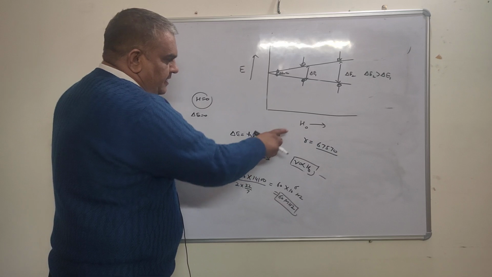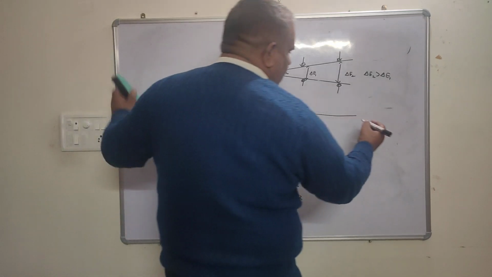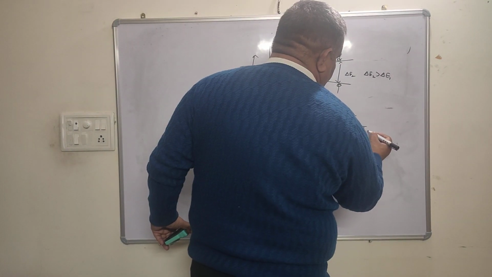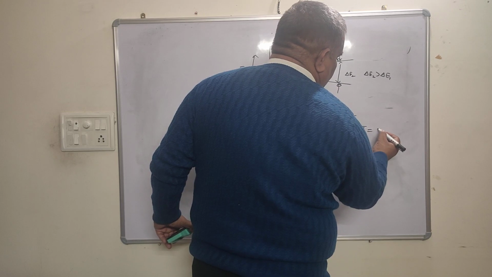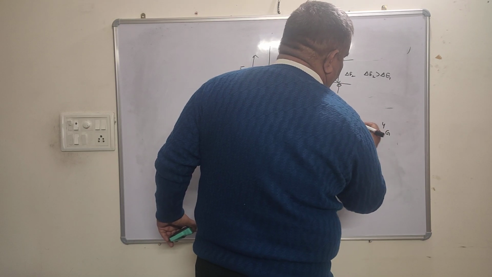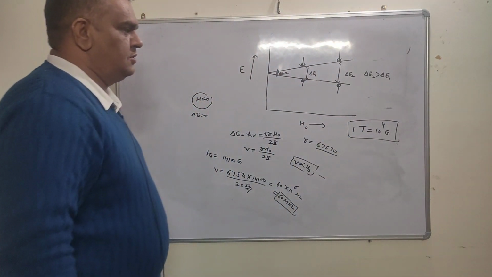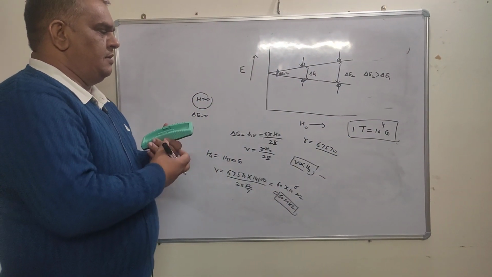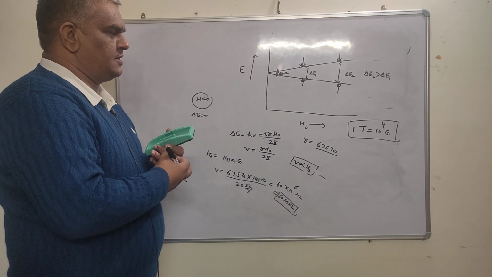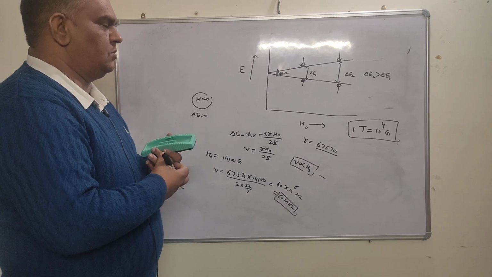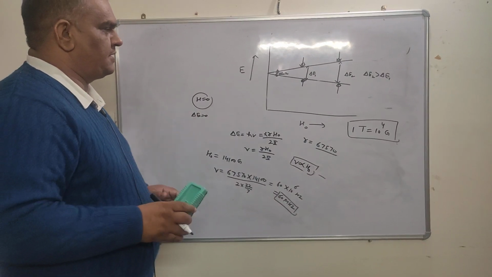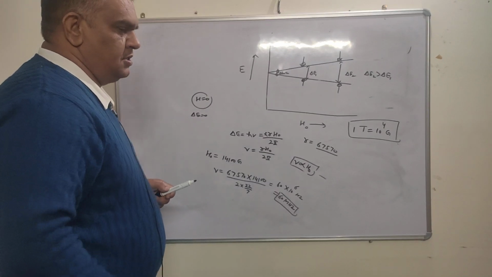The unit of the applied magnetic field is Gauss, and in the SI system the unit is Tesla. 1 Tesla is 10 to the power 4 Gauss. This is the relation between Tesla and Gauss. These are the units of magnetic field strength: in the SI system it is Tesla and in the CGS system it is Gauss. This is about the principle of NMR spectroscopy.